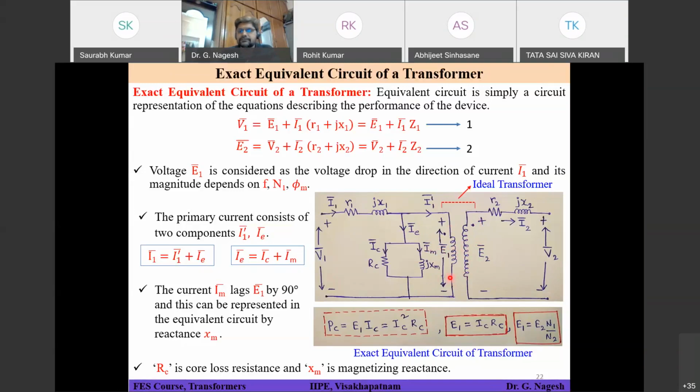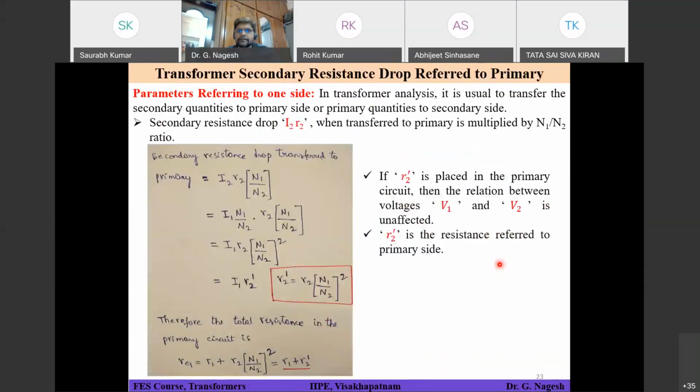So what they will do is transfer all the parameters which are on the secondary side to the primary side, or all the parameters which are on the primary side to the secondary side. Then it becomes a single circuit. I have two circuits of different voltage levels and I want to convert this into a single circuit, so that it is easier for me to study and understand. So we will try to see that. How to do that?